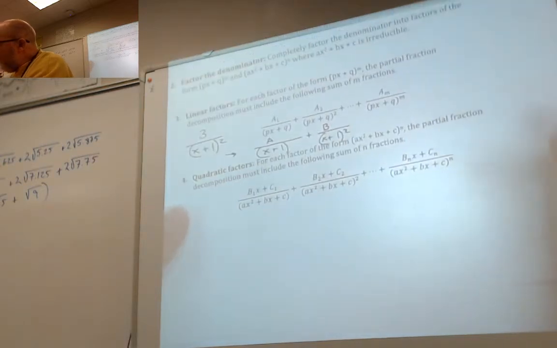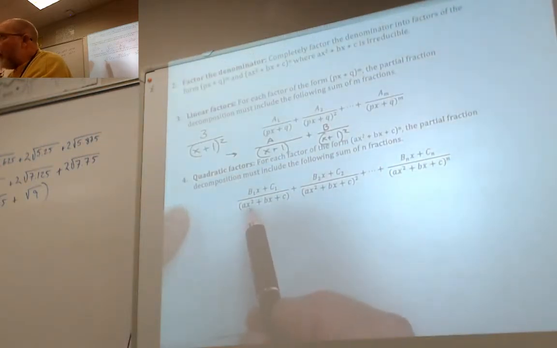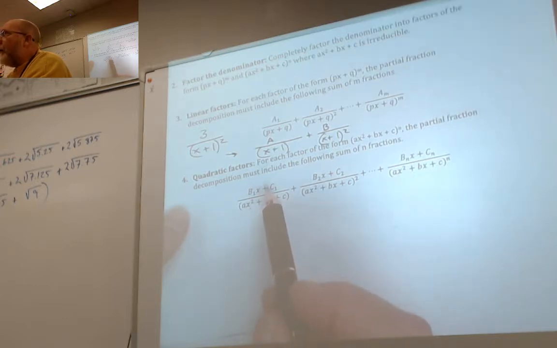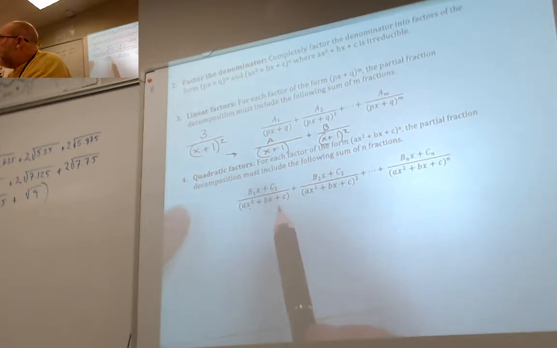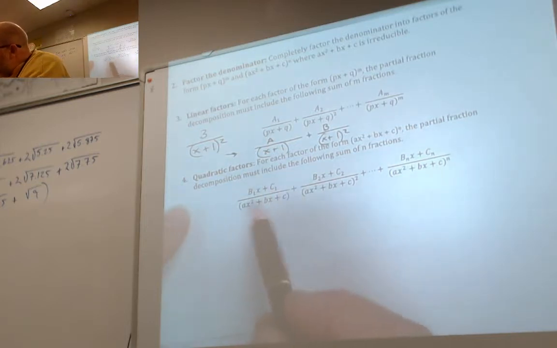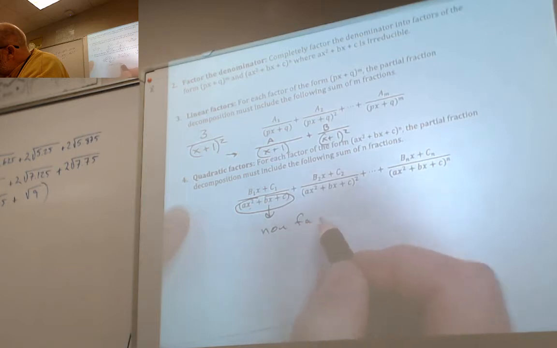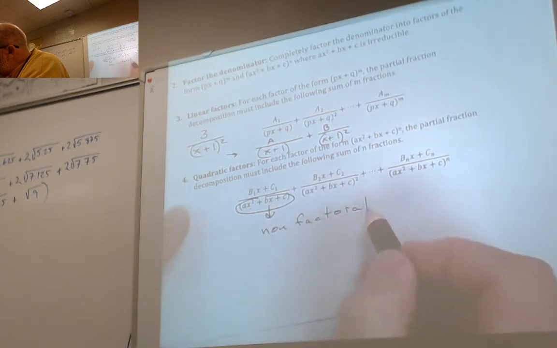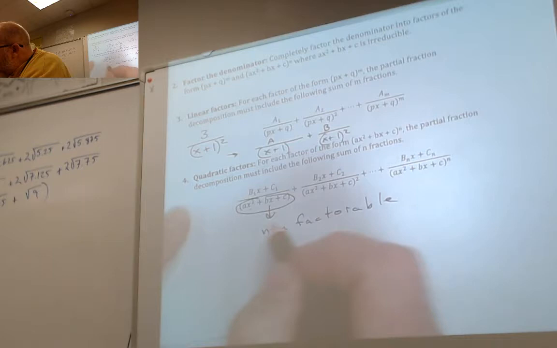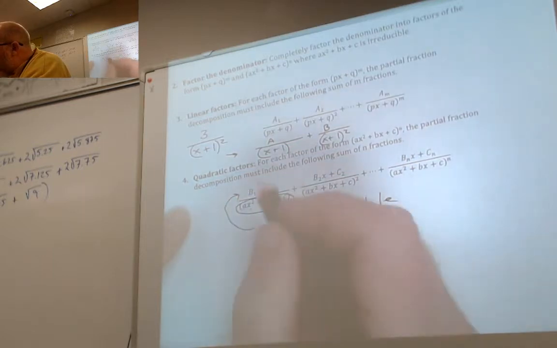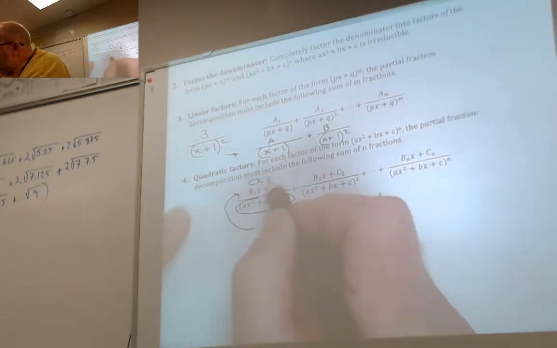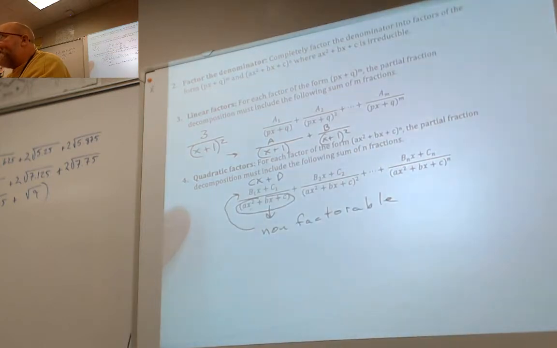Lastly, if you factor and you get a quadratic that you can no longer factor, what you're going to have up here is some type of linear form. All right, again, so if this is non-factorable, you need to have something that's in the form, I call it cx plus d, and I'll do an example of that.